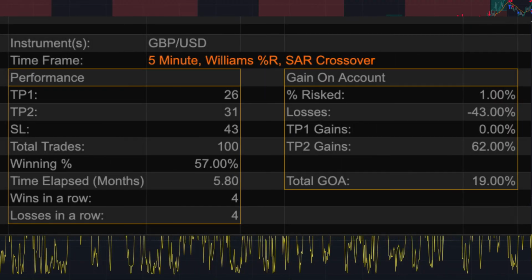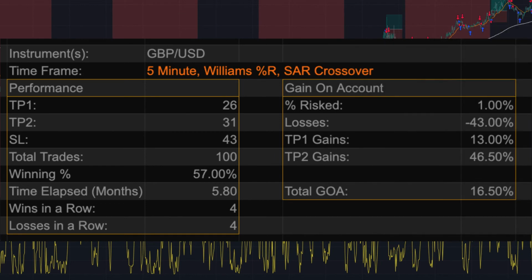Now for the bonus I mentioned in the beginning. What if instead of moving our stop to break even when price hit 1-to-1, we took half profit at 1-to-1, moved the rest of our position to break even, and let the other half ride to 2-to-1? We'll have the exact same winning ratio, but what happens to our account?